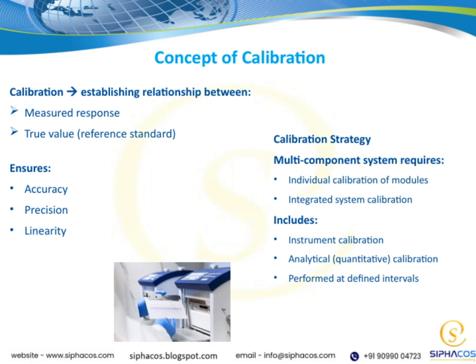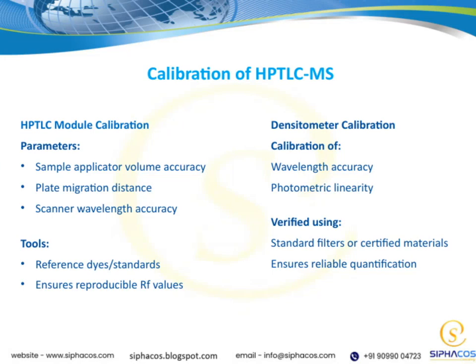Now, let's talk about the core concept of calibration itself. Essentially, calibration is about establishing a clear relationship between the measured response from our system and the true value, which we determine using a reference standard. This process is vital because it helps us achieve three key goals: accuracy, which ensures our measurements are correct; precision, meaning our results are consistent; and linearity, so our system's response changes proportionally with the true value. All of this ties back to our overall goal: to produce reliable, trustworthy measurements that support sound decision-making in our work.